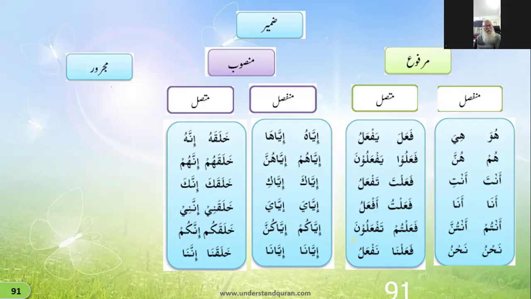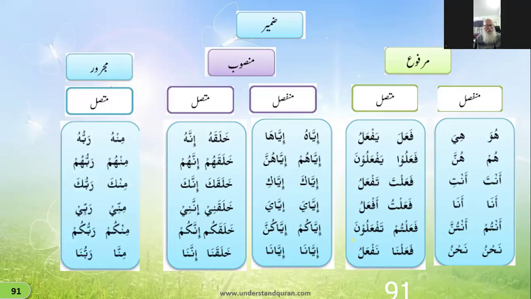Now the last one is majrur. The majrur can be either attached with the harf or attached with the ism. When the pronoun is attached with the harf or the ism, that is called majrur. Just like minhu, minhum, minka, minni, minkum, minna. Harf is attached with the pronouns. Rabbuhu, rabbuhum, rabbuka, rabbi, the ism attached, and they are majroor. Min, harf jar followed ism majroor. Rabbu, mudaf. So when they attach with the harf, they are jar majroor. When they attach with the ism, they are mudaf.